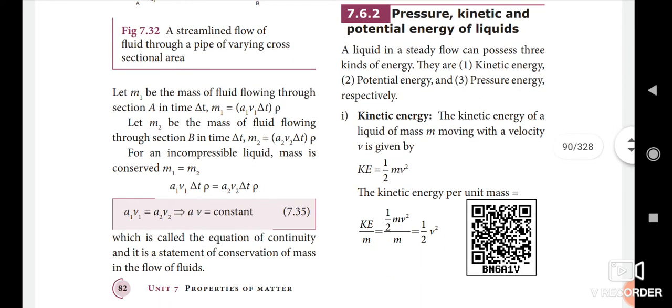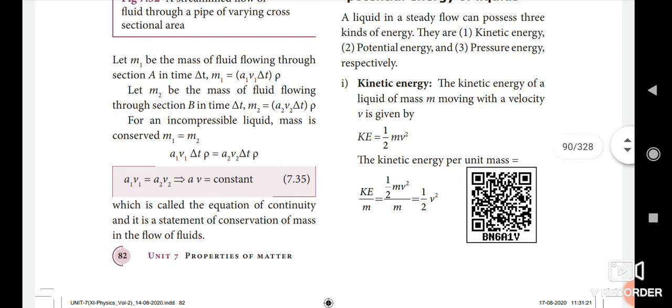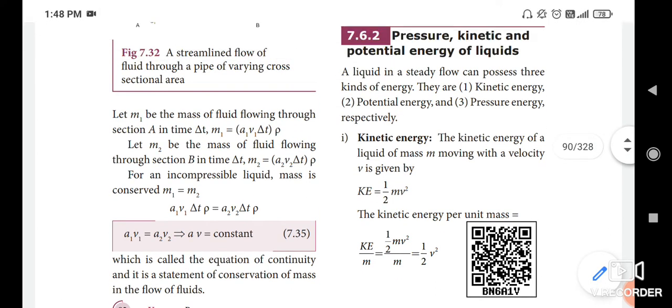Now for an incompressible liquid, the mass is conserved. What is the meaning of mass being conserved? M1 is equal to M2. That means the mass of liquid 1 is equal to the mass of liquid 2. Then we apply the values of M1 and M2. Have you all understood?